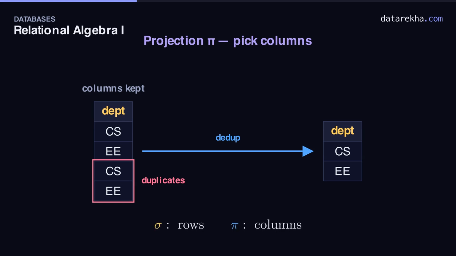So hold the contrast firmly. Sigma filters rows with a condition. Pi picks columns from a list and dedups. Rows for selection, columns for projection. Never swap the two.